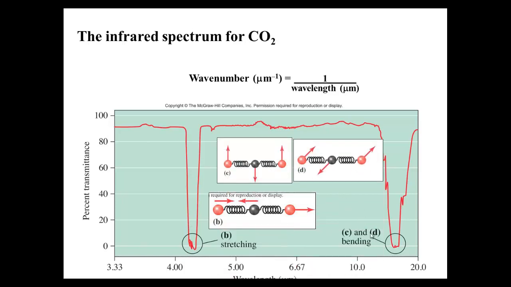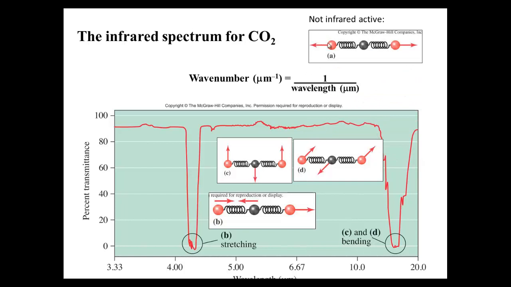And this is your bending. Okay, these two pictures represent actually one movement. This is the one where you see the molecule going up and down, up and down. Again, you see a peak here to indicate that that is infrared active. Notice that you do not see the symmetrical stretching, where the two oxygens are both going outwards, so they balance each other out. This version is not infrared active.